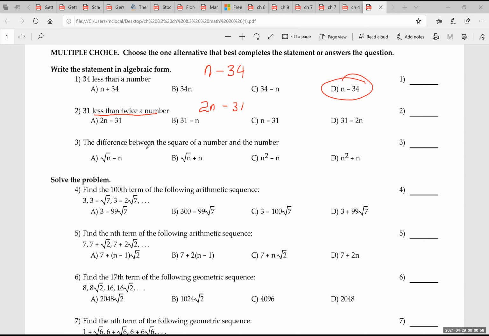The difference between the square of a number and a number. The square of a number is n squared, right? And the difference between that and a number. So n squared minus n will be your answer for that.